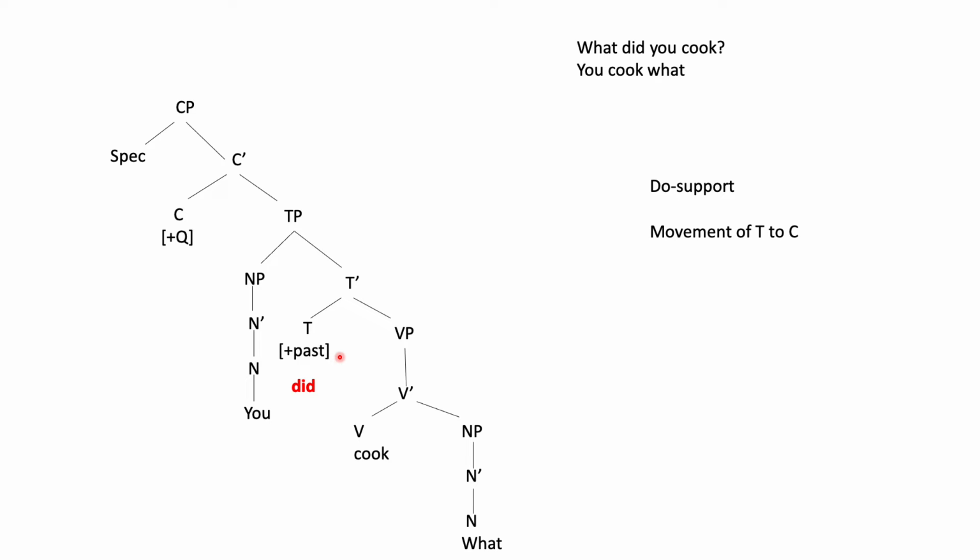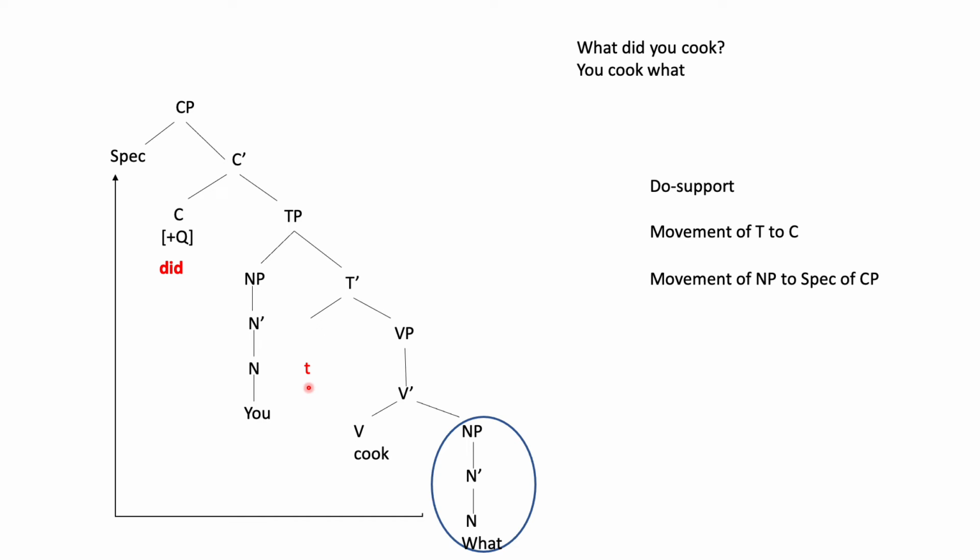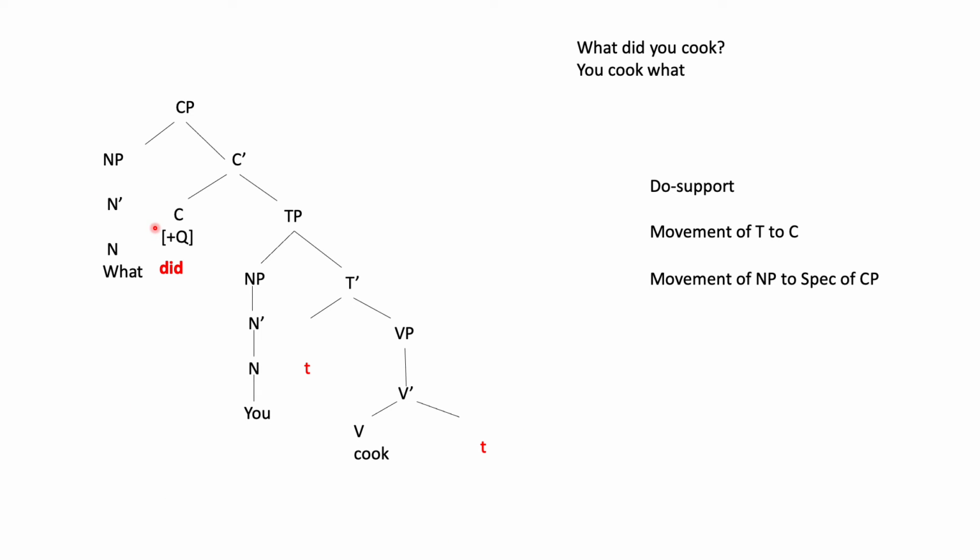The next thing is that we'll see the movement of T to the C position. And after that movement, a trace will be left behind in that old T position. The final transformation that we're going to have is the movement of NP to the specifier of C position. This is where our question word actually results into its final position. And this movement will also leave a trace behind.